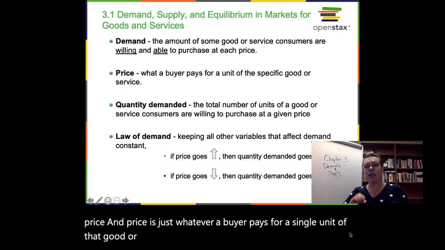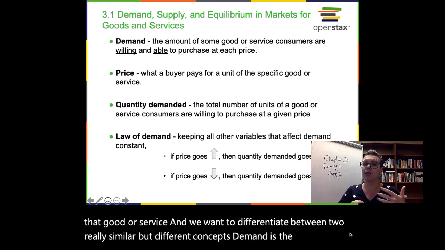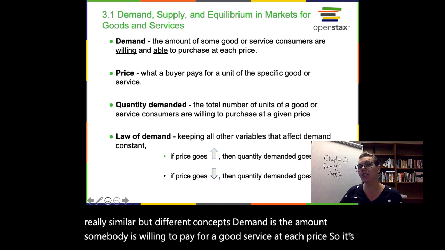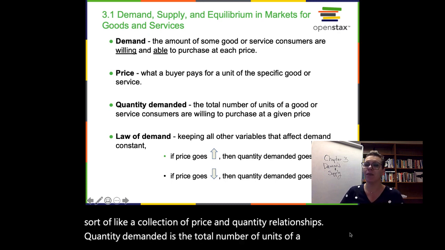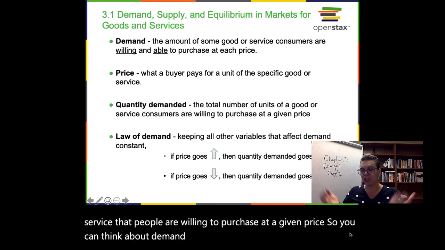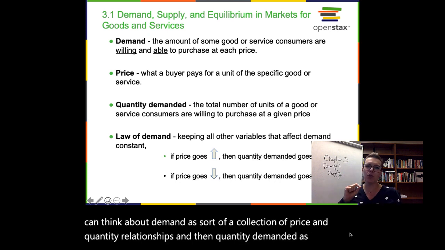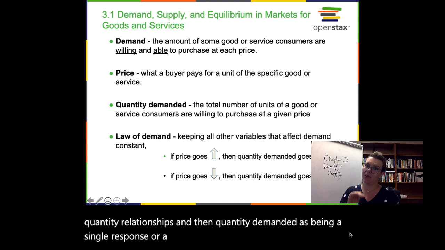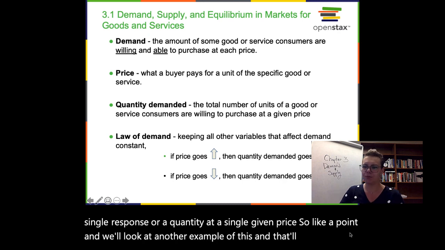And we want to differentiate between 2 really similar but different concepts. Demand is the amount somebody is willing to pay for a good and service at each price. So it's sort of like a collection of price and quantity relationships. Quantity demanded is the total number of units of a good or service that people are willing to purchase at a given price. So you can think about demand as sort of a collection of price and quantity relationships, and then quantity demanded as being a single response or a quantity at a single given price, so like a point. And we'll look at another example of this, and that'll really help clarify it.